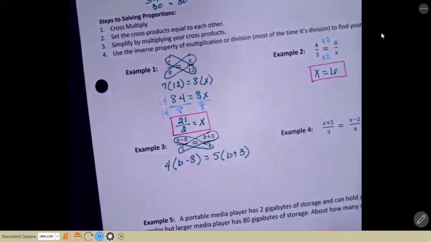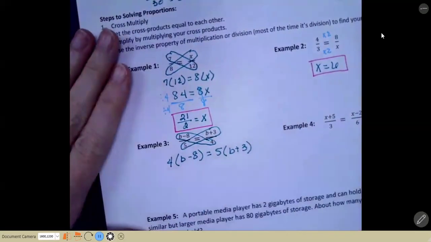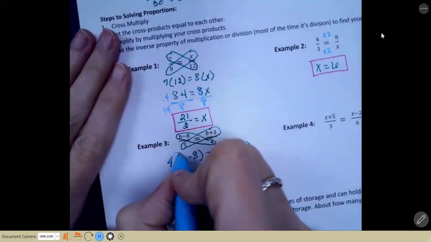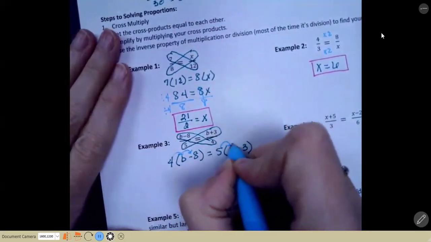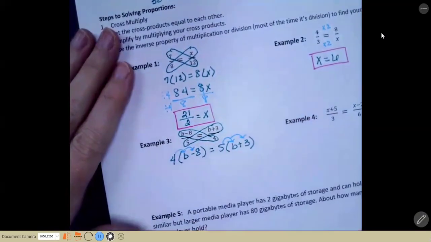Now you're going to solve this like you would a multi-step equation. You're going to use the distributive property. Then you're going to put all variable terms on one side, all constants on the other, and then you're going to use the inverse property to find what b actually is. Okay, so the first thing we're going to do is distribute the 4 to both terms and then distribute the 5 to both terms in each parenthesis.